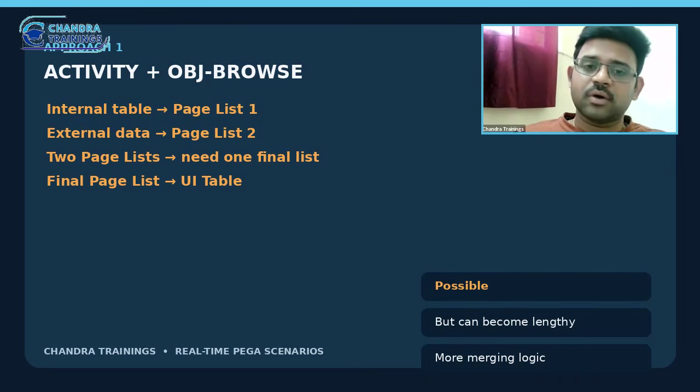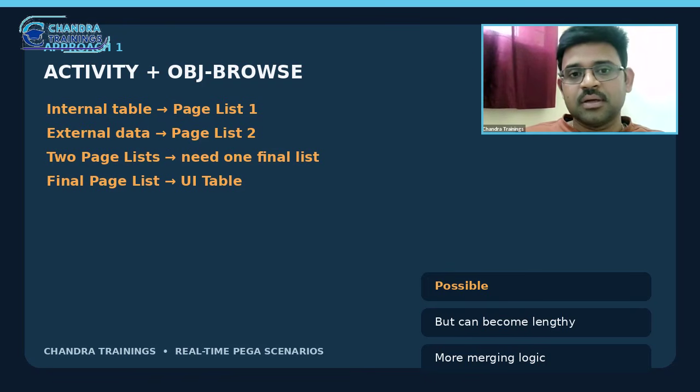So now what do I have to do? I need to create one more page list and combine the required data from the two page lists, right? So finally page list 1 plus page list 2 is combined into a final page list. And this final page list can be given as the source to our UI table. It is possible. But honestly, if the requirement becomes bigger, the activity logic can become lengthy and difficult to maintain. Right?